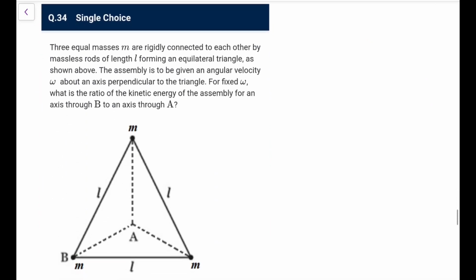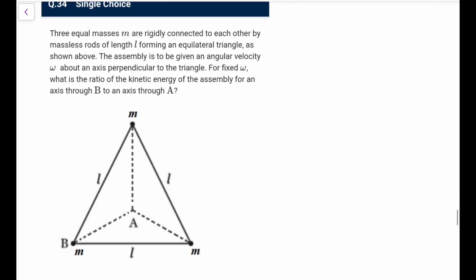Next one. Three equal masses rigidly connected to each other by massless rods of length L forming an equilateral triangle. The assembly is to be given an angular velocity omega about an axis normal to the triangle. For fixed omega, what is the ratio of kinetic energy of the assembly for an axis through B to an axis through A? Okay, B to A, fixed angular speed.